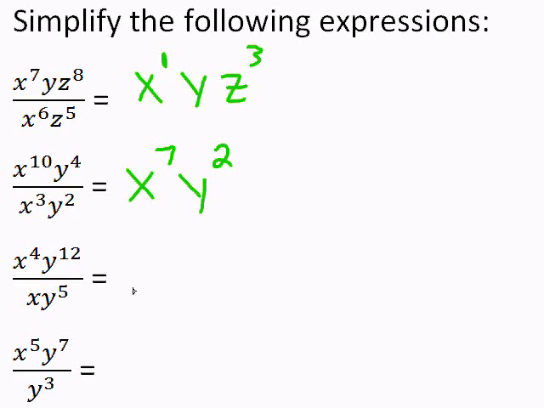What about x to the 4th over x? Remember, your exponent is 1 if it's not listed, so it's x to the 4 minus 1, or x to the 3rd. Y to the 12th over y to the 5th: 12 minus 5 is 7, so it gives me y to the 7th. X to the 5th over, well, there's no other x, so we just write x to the 5th. Y to the 7th over y to the 3rd gives us y to the 4th, because 7 minus 3 is 4. Y to the 9th over x to the 4th, which you can't quite see yet.